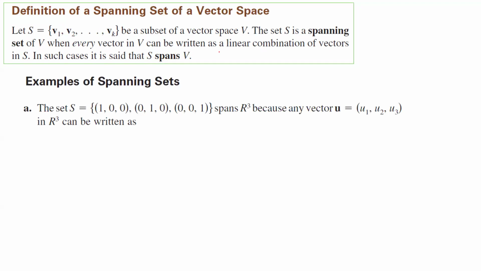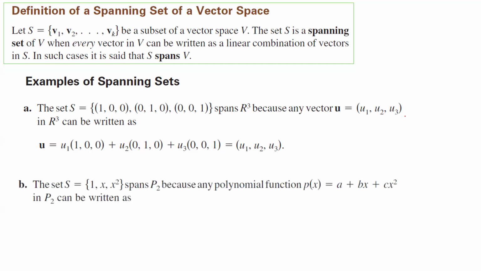A very basic example is when you have these 3 vectors: (1, 0, 0), (0, 1, 0), (0, 0, 1). They basically span the space. Why is that? Because if I take any random vector like (u1, u2, u3), it can be written as u1 times (1, 0, 0) plus u2 times (0, 1, 0) plus u3 times (0, 0, 1). Basically, it gives you the same vector.